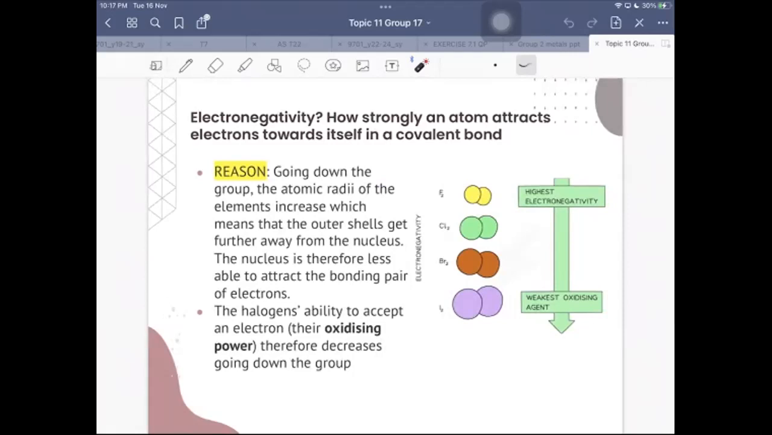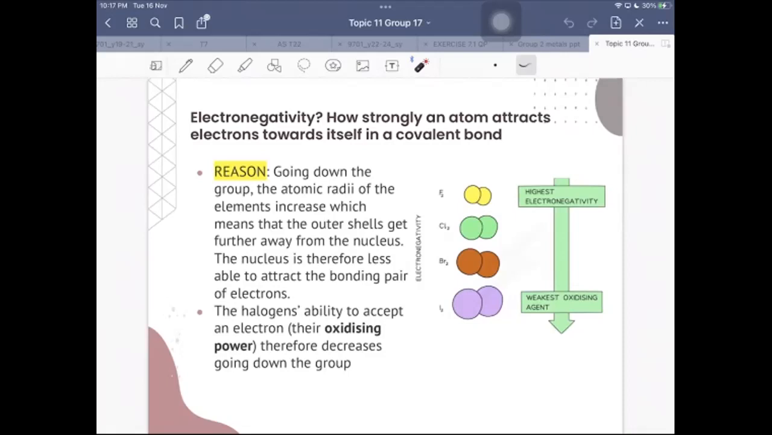However, if your size is bigger, your nucleus is further, that means the attraction to gain an electron is less or weaker. Okay, so that's the idea of the reactivity of the halogen. It's all about their ability to accept an electron, and it has something to do with their size, which is the atomic radius. So that goes in the reasoning, okay?